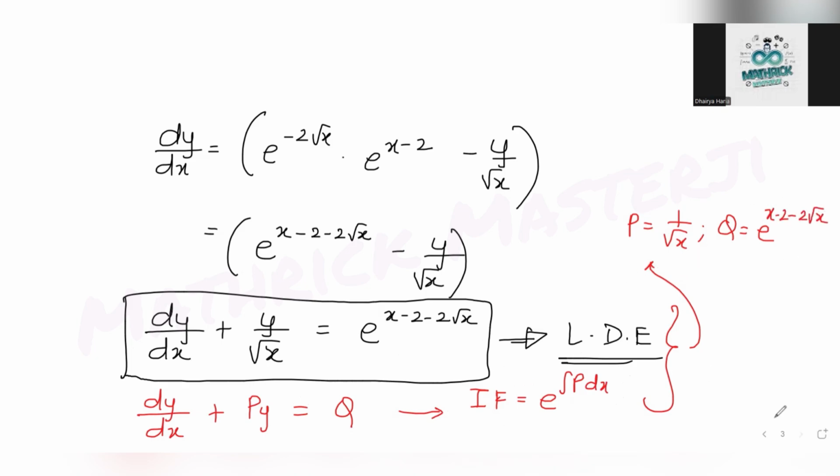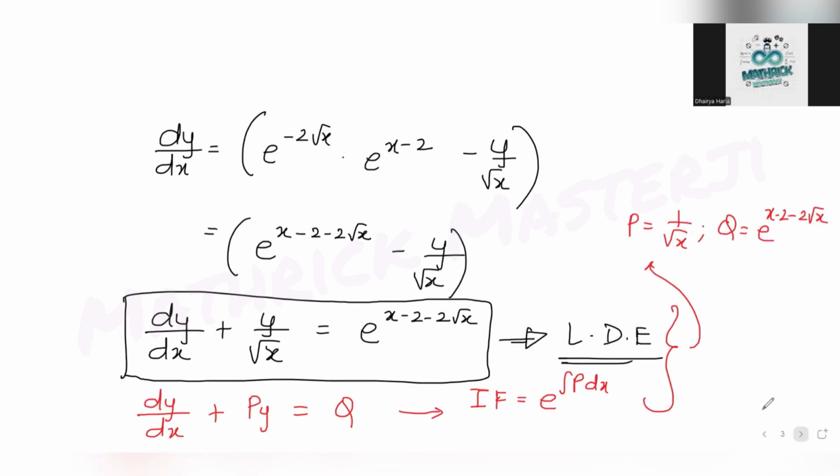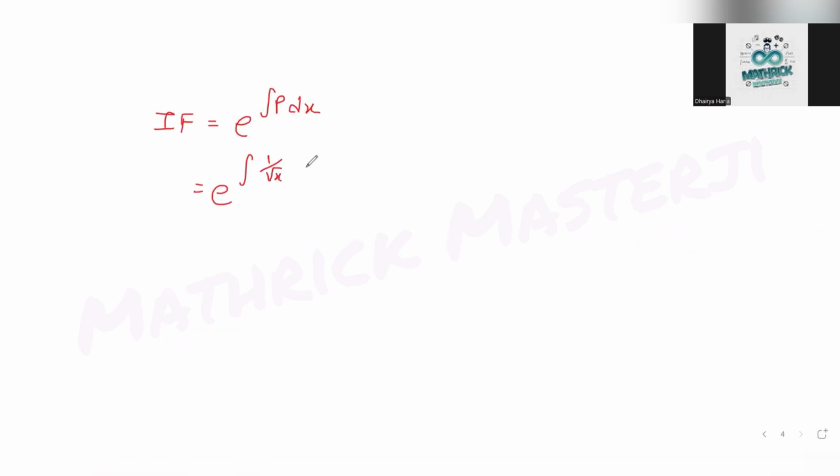Once I have that, I'll figure out the integrating factor, which is e raised to integral p dx. So e raised to integral of 1 over root x dx. That leaves me e raised to the integral of x raised to minus half, and that gives me e raised to x raised to half over half. So that leaves you e raised to 1 over half, which becomes 2 root x. So the integrating factor is e raised to 2 root x.